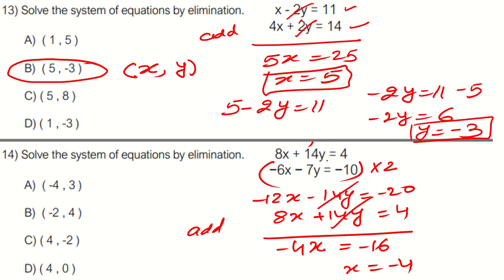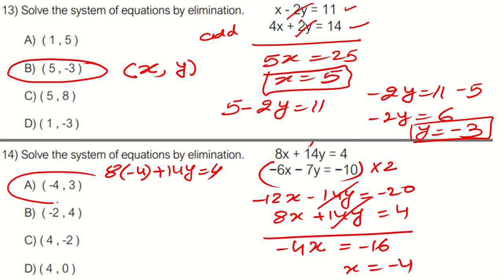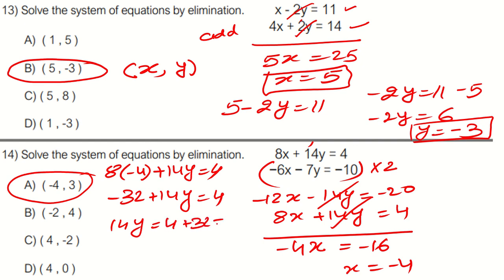Okay. And now plug in the value of x in any of the equations. What answer will you get for y? 8 times minus 4 plus 14y equal to 4. Now, students, I will tell you one thing here. After getting x equal to minus 4, we know that this will be the correct answer, because only in this choice x is minus 4. But why am I doing the complete question? Because maybe this question will be a free response, with no multiple choice. So try to understand this. Minus 32 plus 14y is equal to 4. So 14y is equal to 4 plus 32, which means 36.